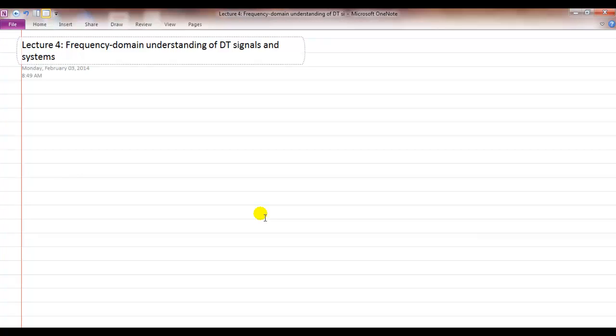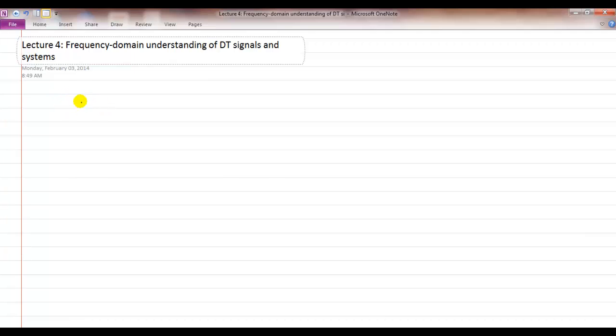Okay, in the last class, we had finished discussing the frequency domain interpretation of continuous time signals and systems. Now, that's what you have studied in your previous class. The question is, what about the discrete time signals and systems? So we understand discrete time signals and systems in time domain.